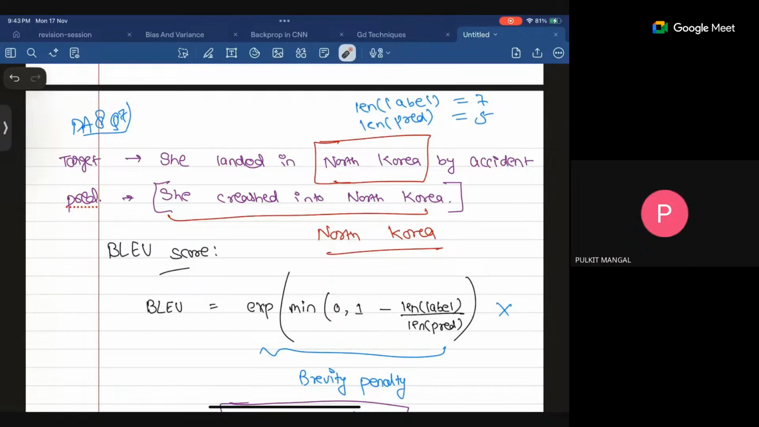Yeah, but if min is there, then it's e power minus 2 by 5. The minimum of 0 and minus 2 by 5 is minus 2 by 5. So we are penalizing with the exponential of minus 2 by 5, then only the term will come. Otherwise, always the min of 0, if this term is positive, 0 will be taken, so it will become 1.